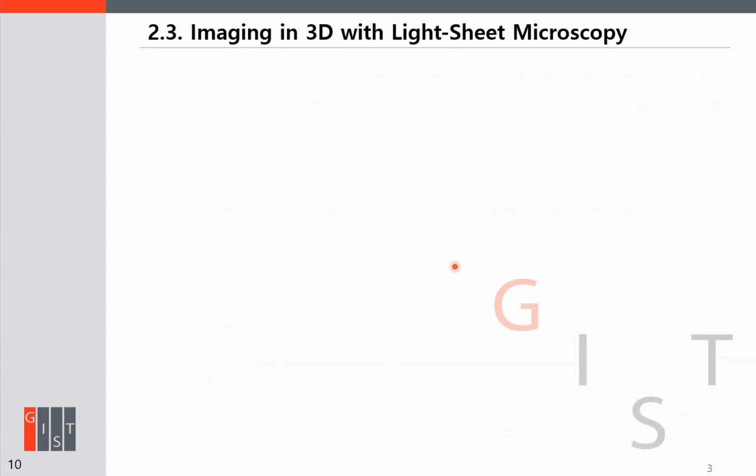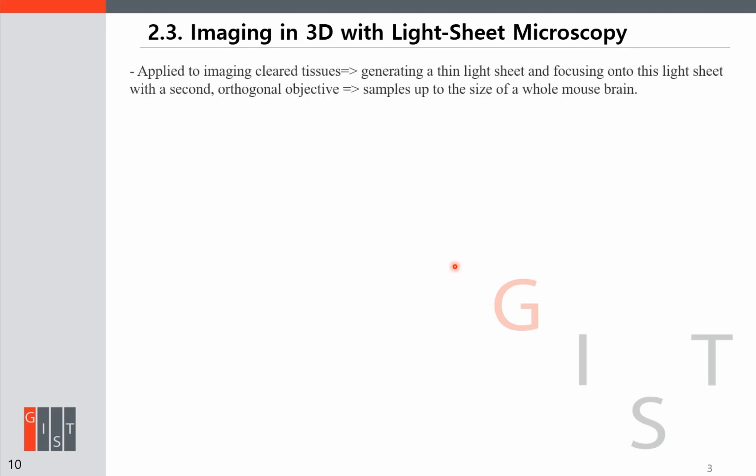This part I want to talk about imaging in 3D light sheet microscopy. Light sheet microscopy has traditionally been applied to imaging cleared tissue, where generating a thin light sheet and focusing onto the light sheet with a second orthogonal objective is relatively simple for samples up to the size of a whole mouse brain.